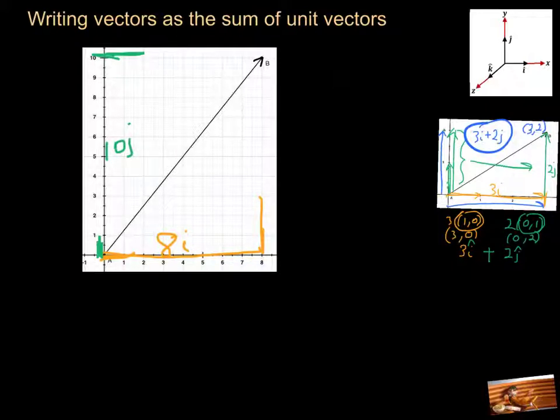And I can translate this green vector over to here, which would then give me the sum of the unit vectors. I'm adding 8i plus 10j. I can write this one as 8i plus 10j. There you have it.